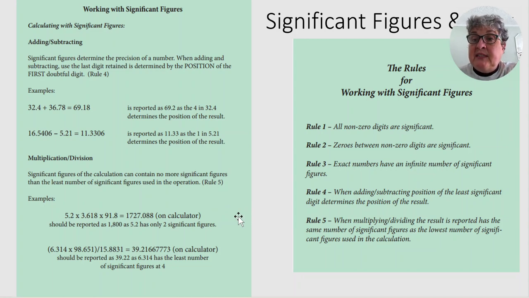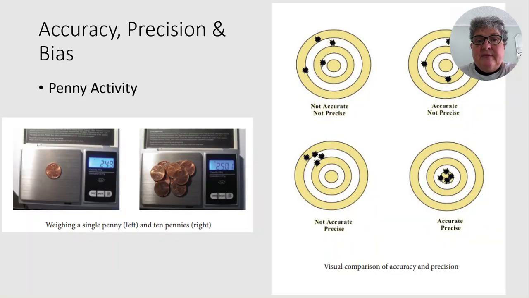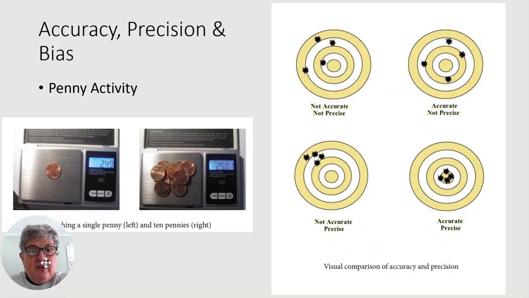Now, as you get into chemistry, we're going to be dealing with different instruments, and accuracy and precision are totally different. They are the same, but different kind of things. So let's look at accuracy and precision. So think of a group of pennies, and I'm going to move myself over so that I'm not blocking the screen. But I have a set of pennies.